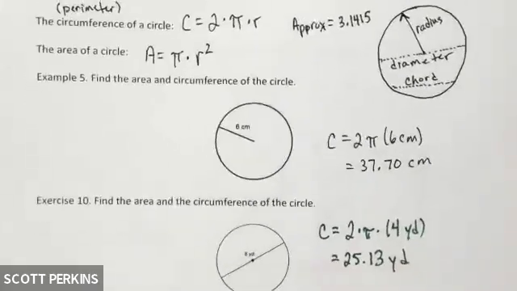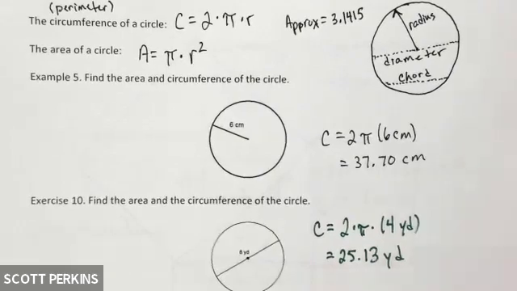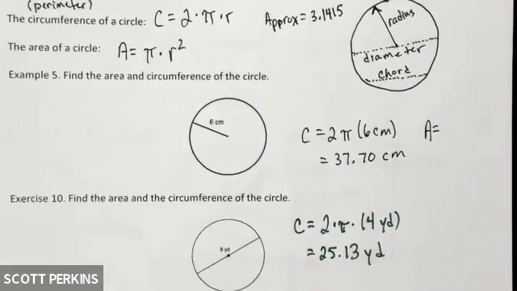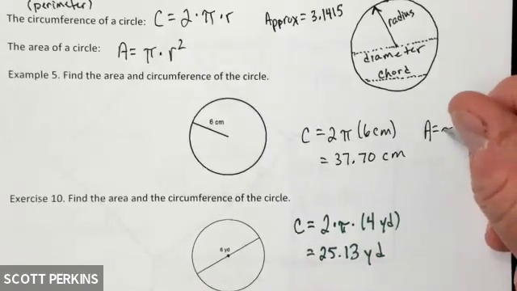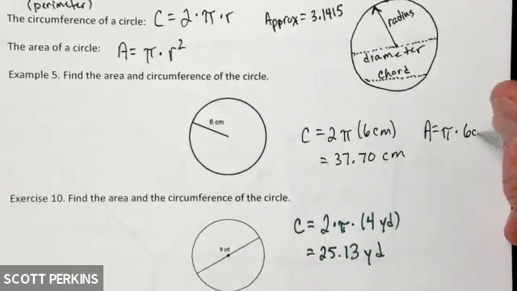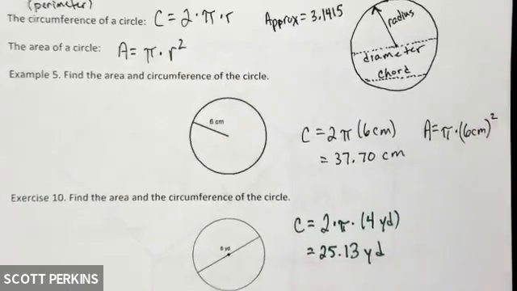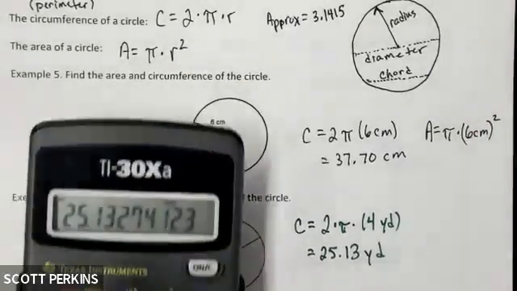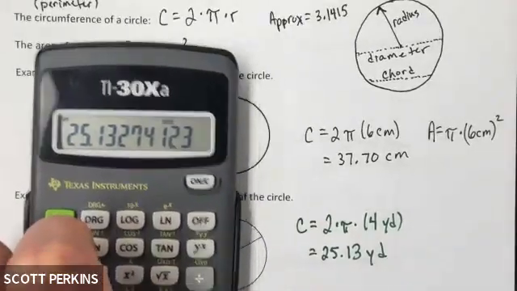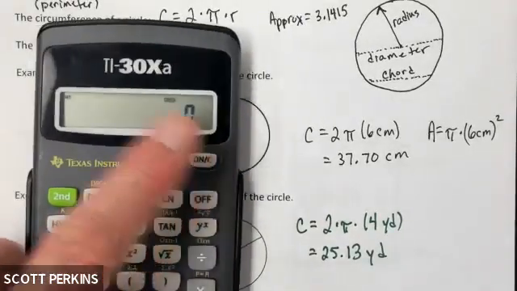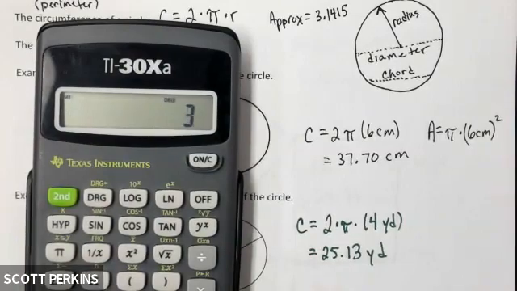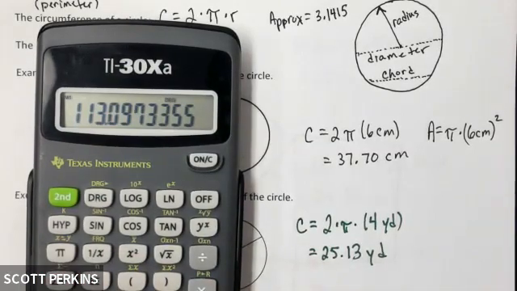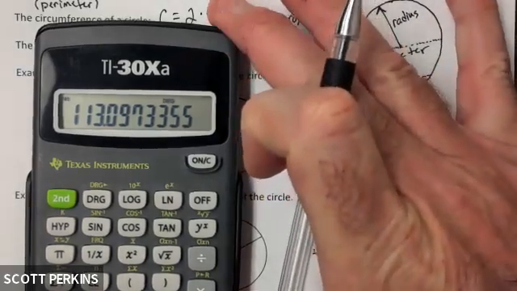Once you've written that down, I'm going to go ahead and do example 5. I'm going to find the area of this circle that we already found the circumference on. So that's going to be pi times 6 centimeters squared. So again, here's my calculator, my good friend. So 6 squared, 6 times 6 is 36, times my pi key. And I'm just going to round that to the 100th place.